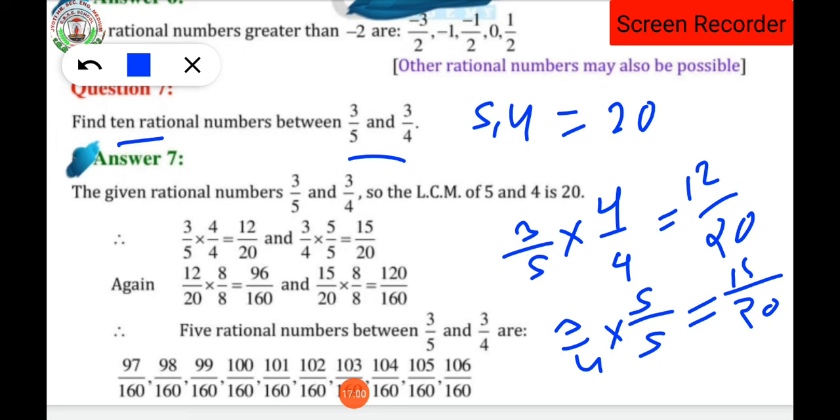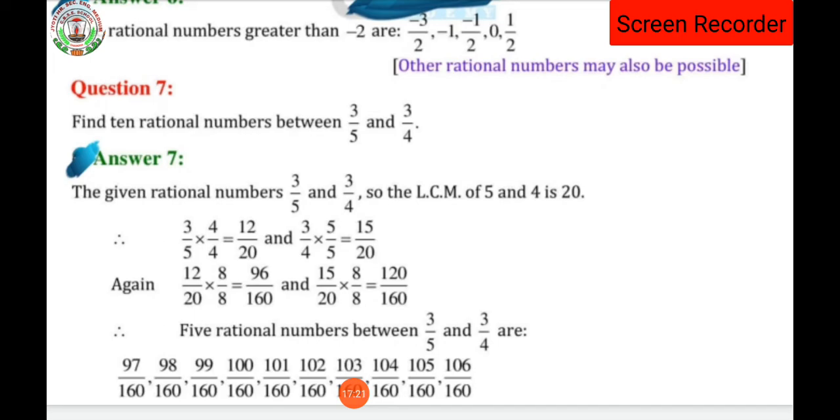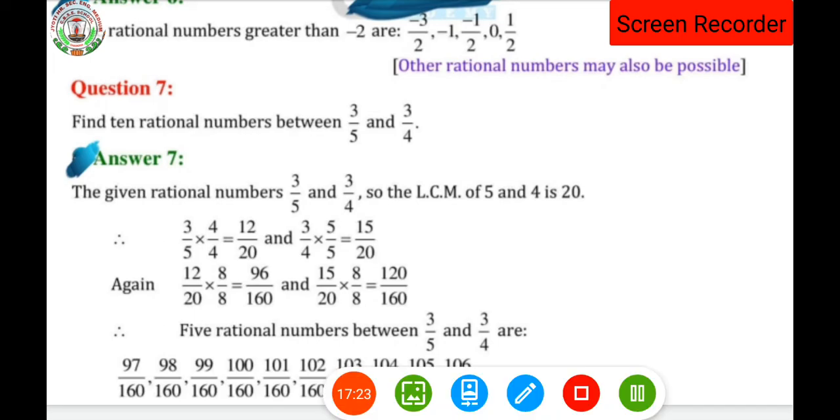How many rational numbers are going to lie between these? That is 13 upon 20, then after 13, 14 upon 20. So only 2 rational numbers lie between 12 upon 20 and 15 upon 20, which is not sufficient, since in the question it is asked for 10 rational numbers. So dear student, what do we have to do? We have to multiply and see.